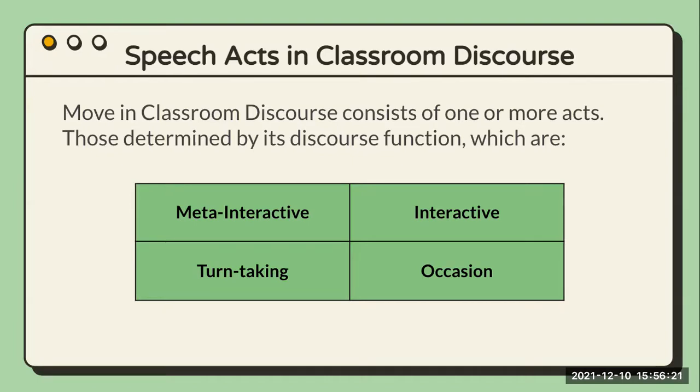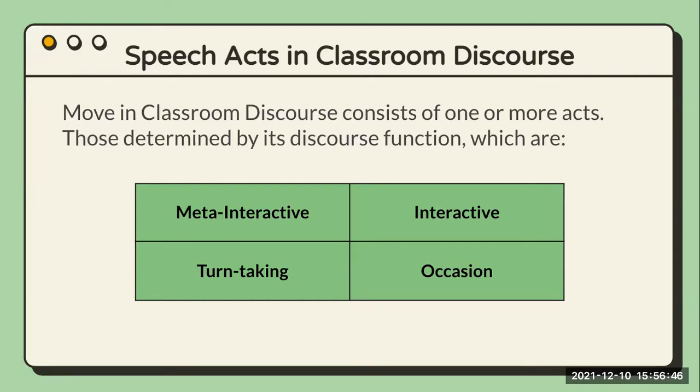So it refers to the previous statement. And then the next one, we have interactive. An interactive consists of initiation, response, and also follow-up. In initiation, we have informative, directive, and elicitation. In the response, we have acknowledge, react, and replay. And the last one is follow-up, which consists of accept, evaluate, and comment.